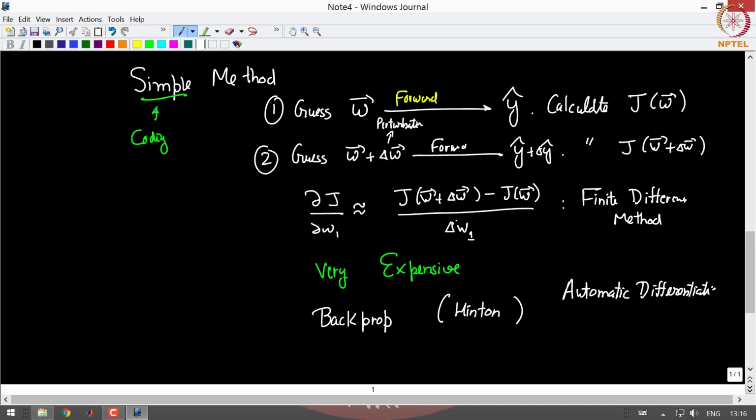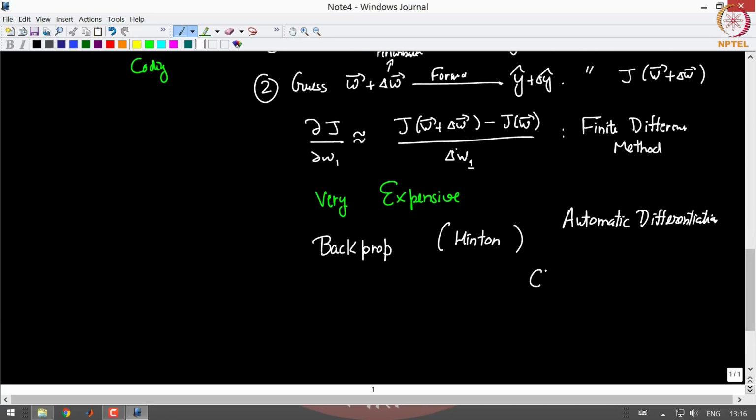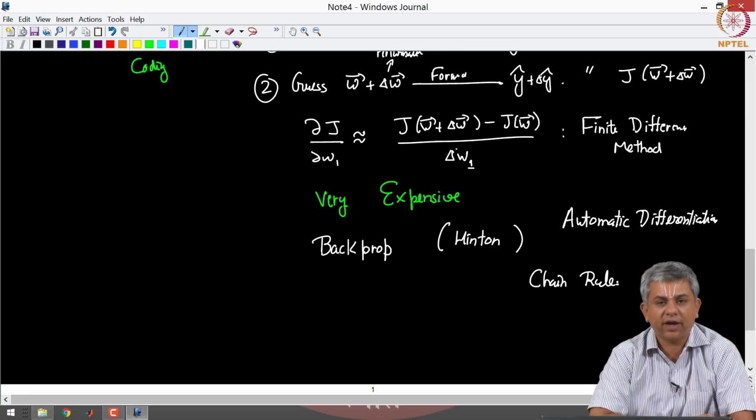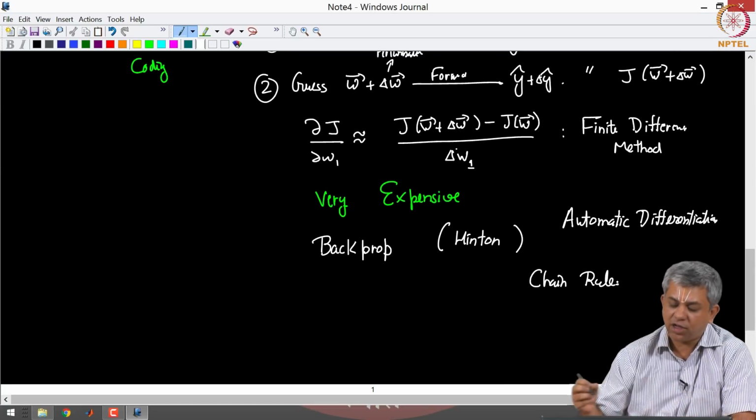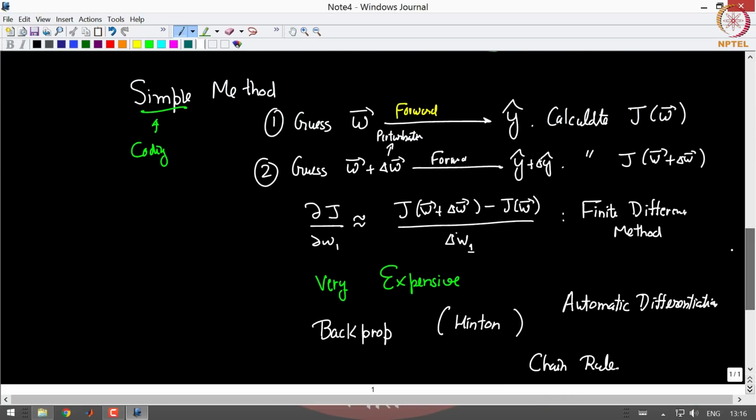All these are fancy names. Basically what we do is we use the chain rule, and it is very similar to what I did in logistic regression. Okay. So, we will be using the chain rule. I am not going to do the full backpropagation algorithm, this is not that kind of course. Programming it is also very difficult. Kind of ironically, programming finite difference is very easy, but it is very expensive. Programming backpropagation is very hard, but it turns out to be very cheap.